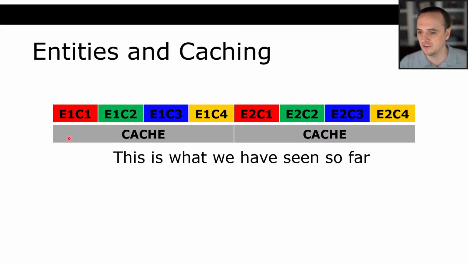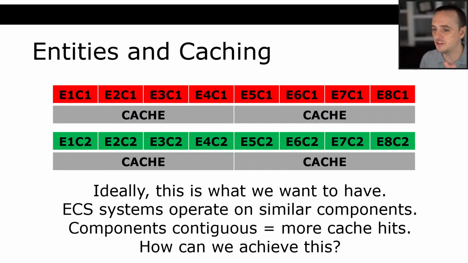Where we have a whole entity in the cache. But as we saw, what we actually want is to access entity 1, component 1, and then entity 2, component 1, because we're looping over all the entities and only accessing maybe one of these components. So this is what we would want: each cache hit hits a bunch of the same component type, not the whole entity. So ideally, this is what we want to have. ECS systems operate on similar components, and if the components are contiguous, we have more cache hits. How can we achieve that?